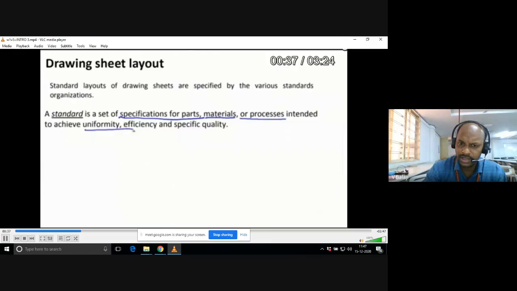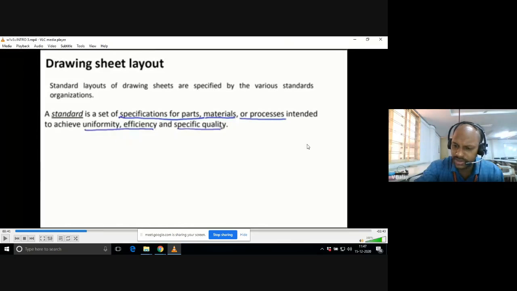Here again, one important term we are using: drawing sheet layout. If you see the drawing sheet when you purchase outside, you may not see the layout, because commercial drawing sheets are available outside. But theoretically, an engineering drawing sheet layout contains so many things. Here you read: the standard layout of drawing sheets is specified by various standards organizations.